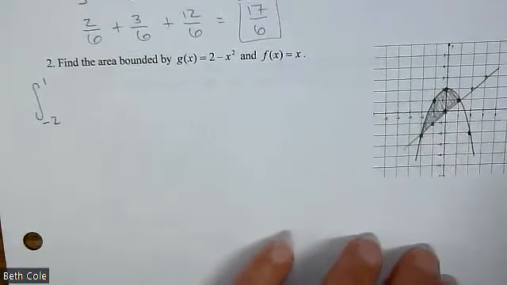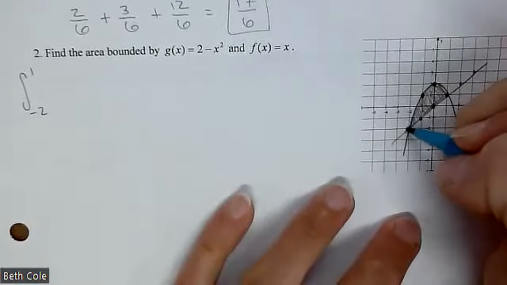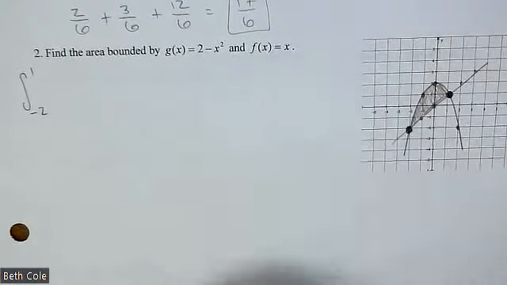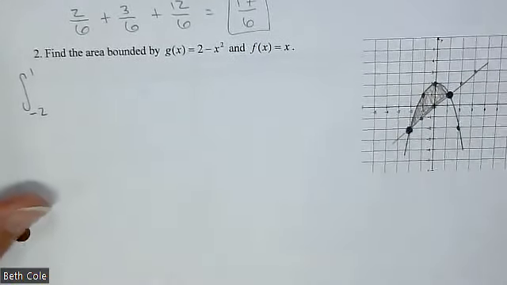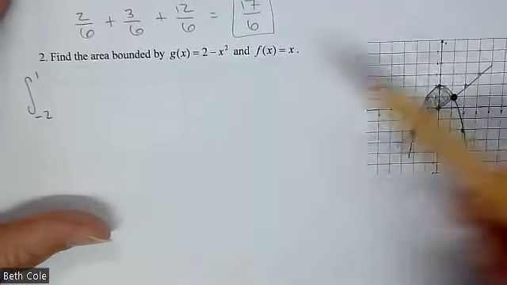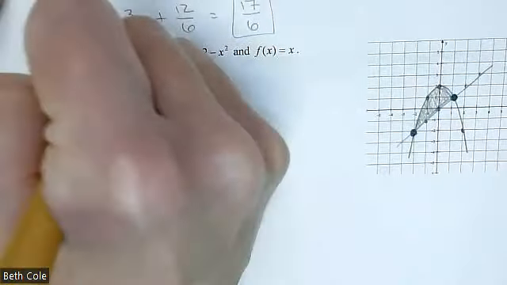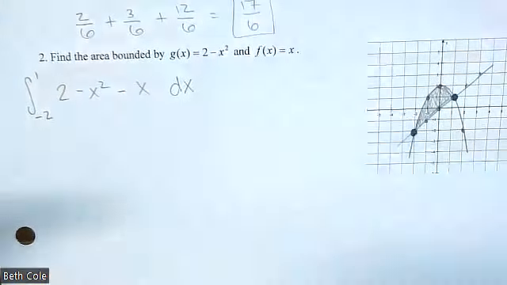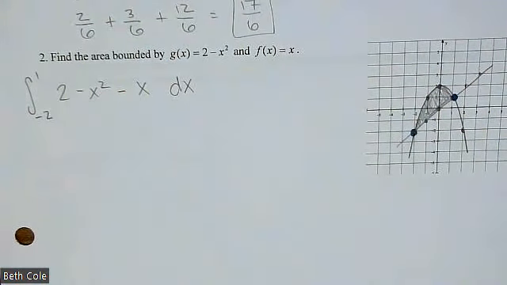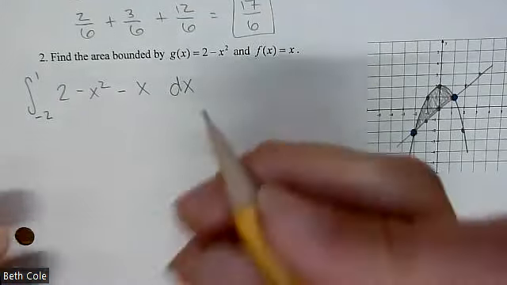Sometimes what I'll do is take another color and bold those intersection points. I know the colors don't show up. All right, upper graph minus lower graph. So that's going to be 2 minus x squared minus x dx. And then you just do the problem. Once you have it set up, just do the problem. So what is our antiderivative? It's actually pretty similar to the one we just did.